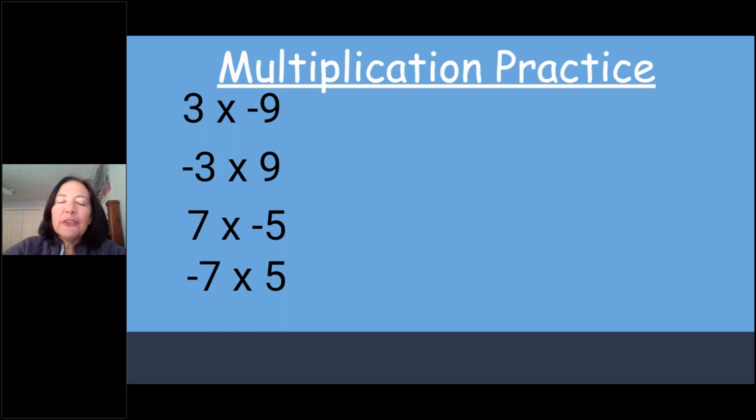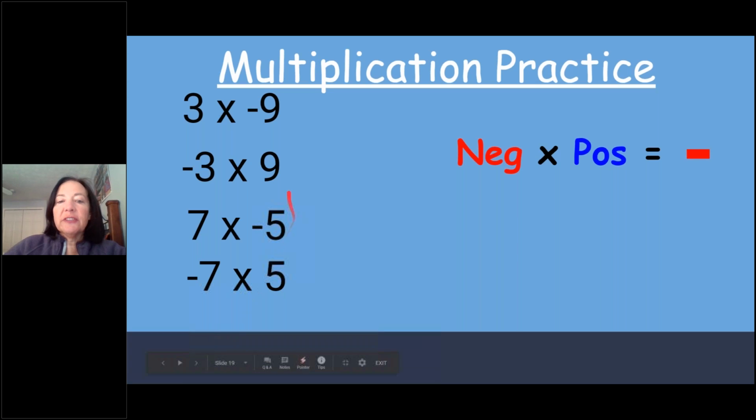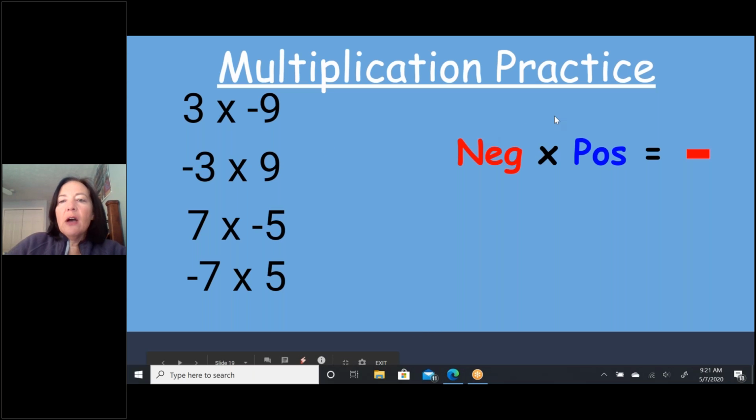Okay, so now we're going to do some more multiplication practice. 3 times negative 9. The signs are different this time. So when we have a negative times a positive, the answer is going to have to be negative. Well, the answer is a negative. There we go. Okay, so now let's do positive 3 times negative 9.